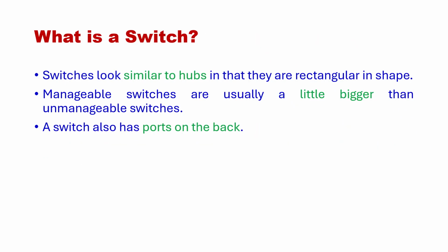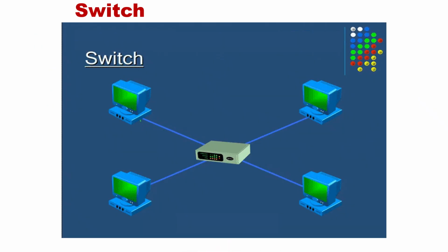What is a switch? Switches look similar to hubs in that they are rectangular in shape. Manageable switches are usually a little bigger than the unmanageable switches, and a switch also has ports on the back. So this is an example of a switch. Coming to the functionality or the working of the switch, a switch is an intelligent device. It will learn which PC is connected to which port number.